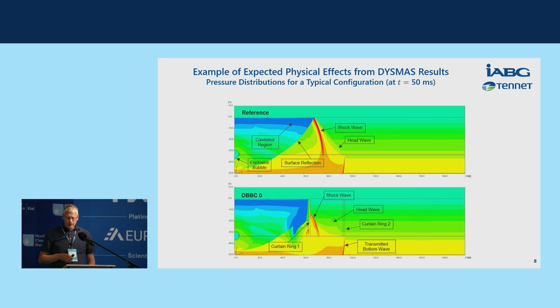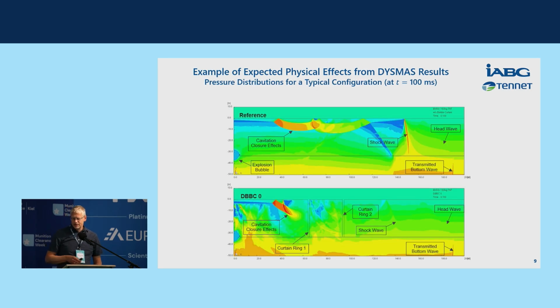The primary shock wave is interacting with the first ring of the double bubble curtain. And you can see here also all kinds of subsequent effects, like a rarefaction wave from the water surface. You have a shock wave propagating through the seabed, inducing a head wave that's running ahead of the shock wave in the water, and also all kinds of cavitation effects.